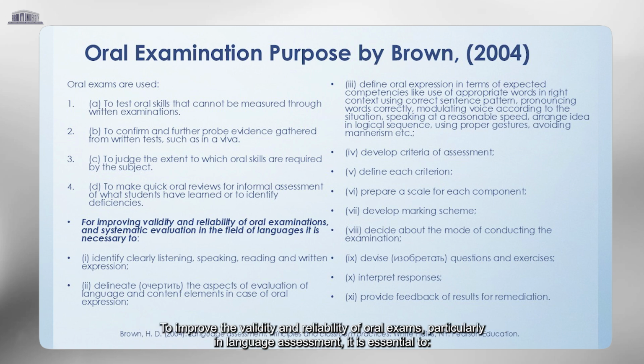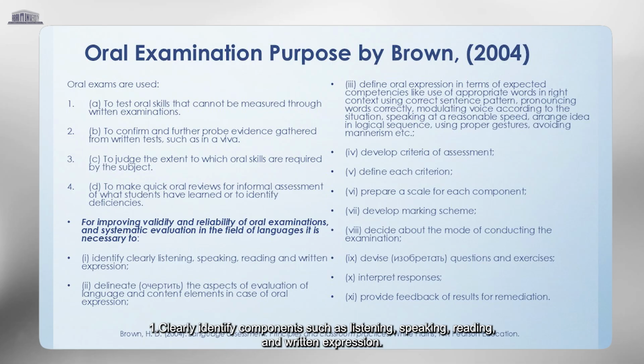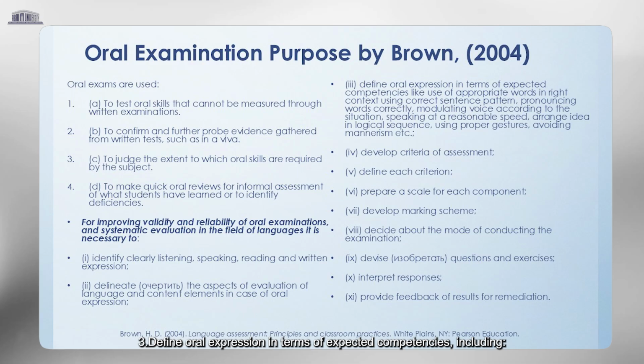To improve the validity and reliability of oral exams, particularly in language assessment, it is essential to: 1. Clearly identify components such as listening, speaking, reading, and written expression. 2. Outline the aspects of evaluation for language and content in oral expression. 3. Define oral expression in terms of expected competencies, including using appropriate words in context, correct sentence structure and pronunciation, modulating voice according to the situation, speaking at a reasonable pace, arranging ideas logically, using proper gestures, and avoiding mannerisms.